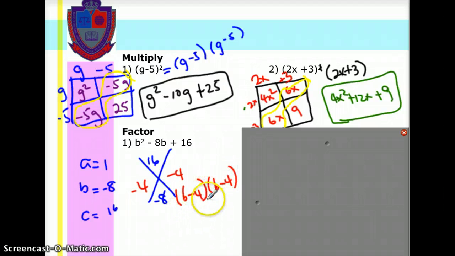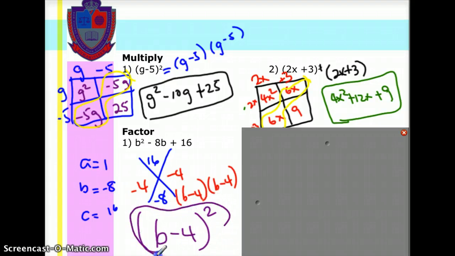But look at this, b minus 4 times b minus 4. Does that give you a hint up here? Because we're 11th graders, we're going to write this as (b minus 4) squared. This is our third year of math. We can do this. I know you can. That's going to be my final answer.